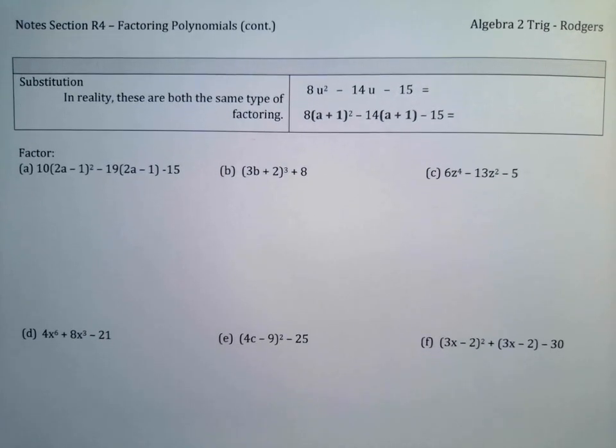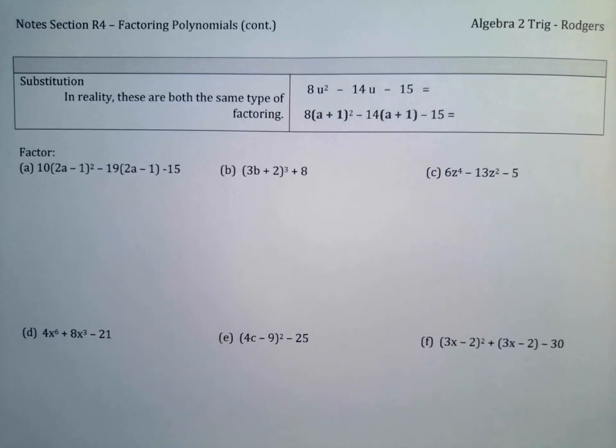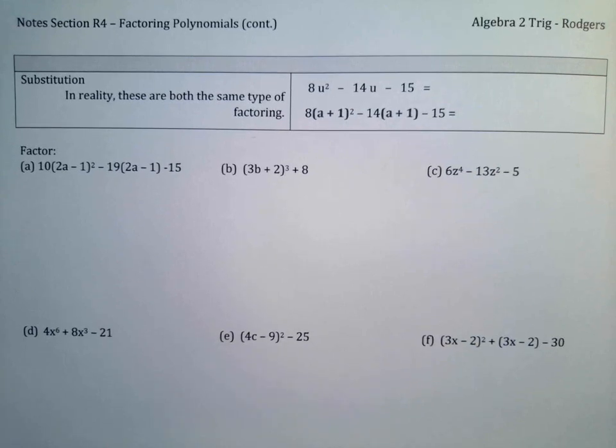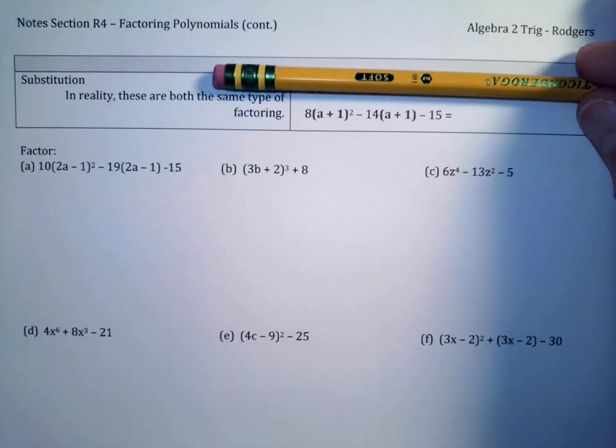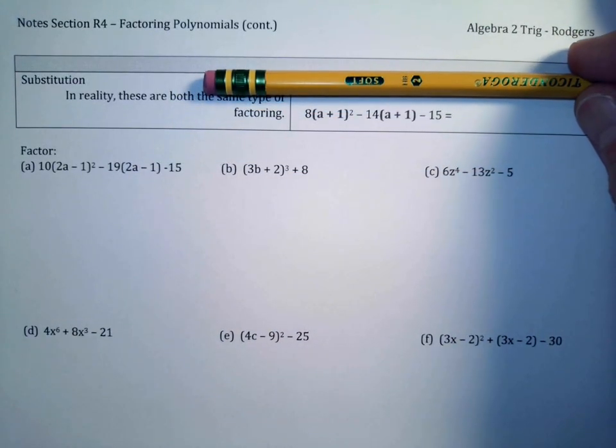Okay, so we're continuing with our factoring. Now, we're using the same ideas that we learned in the last lesson for factoring trinomials, differences of squares, and those kinds of things. But they look a little different than before. So for example, look at this problem here. Trying to factor this, that doesn't look like anything we've ever done before.